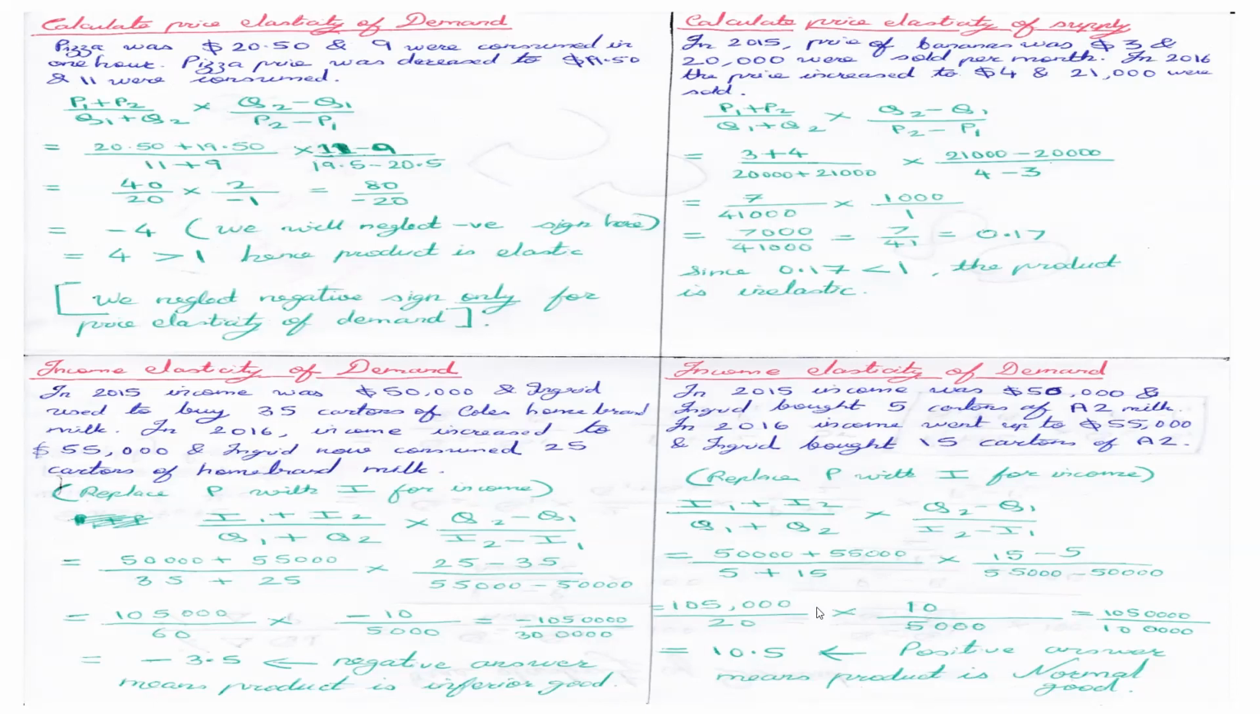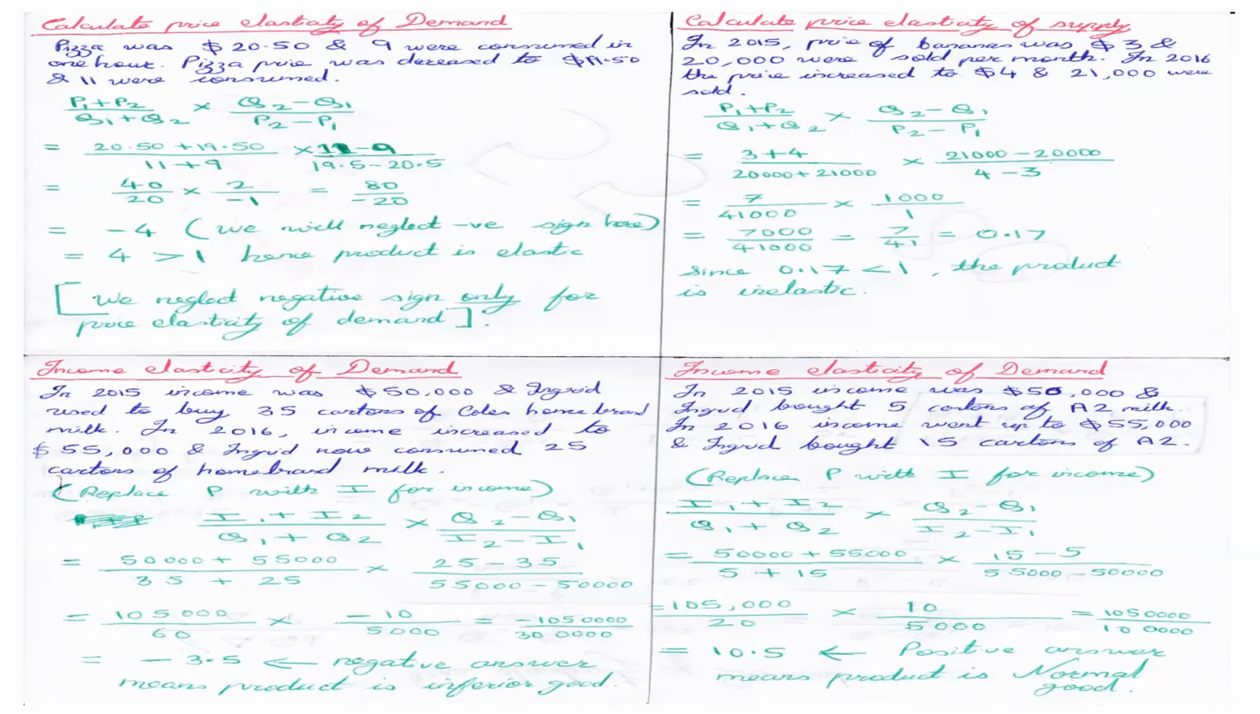Let's look at the third question. Here we are going to calculate income elasticity of demand. So now we are not going to talk about price. We are going to talk about how the quantity demanded reacts to a change in income instead of a change in price. So in 2015, this person's income was $50,000, and Ingrid used to buy 35 cartons of Coles home brand milk. In 2016, income increased to $55,000, and now Ingrid is consuming 25 cartons of home brand milk.